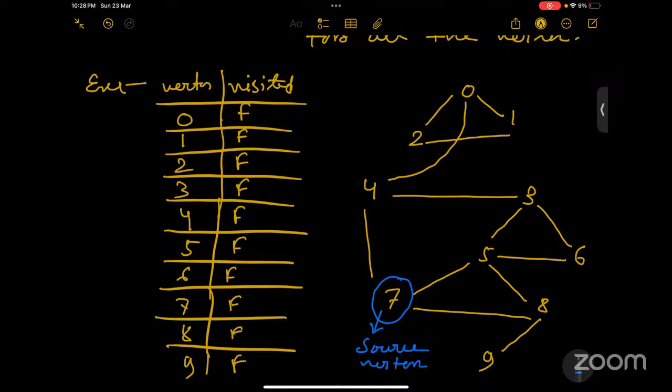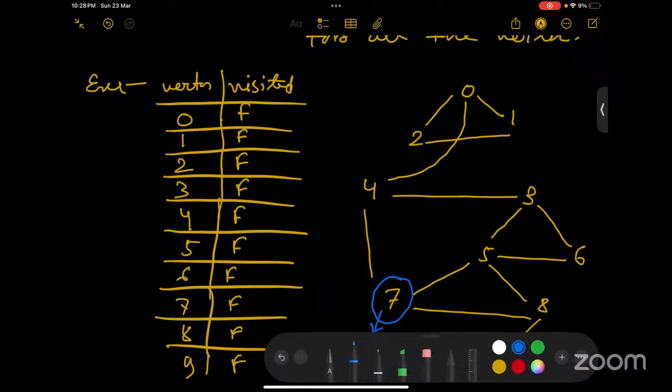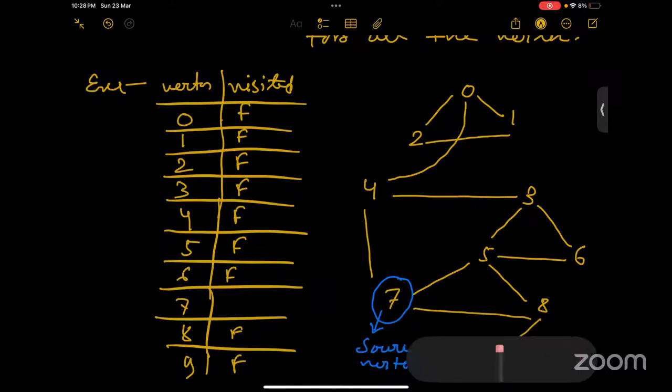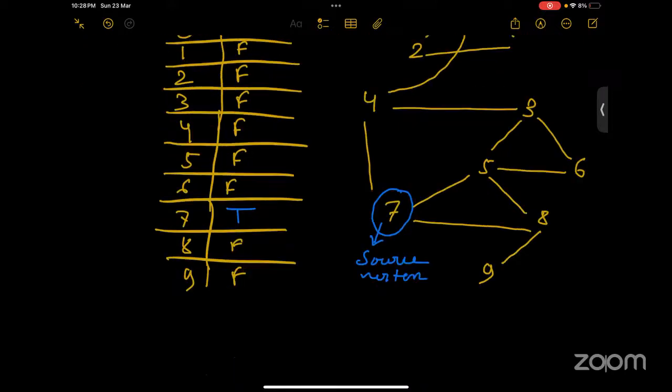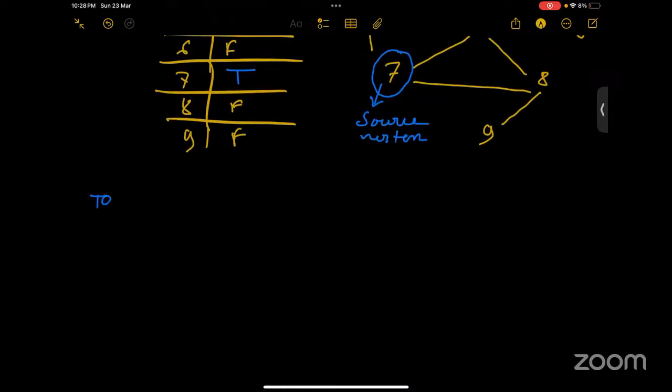Okay. So that means we will first visit 7. When we visit 7, the visited value will be converted to true, right? Yeah. Now we have to form our queue, and then explore the queue. Now we have visited 7, so we will list 7.